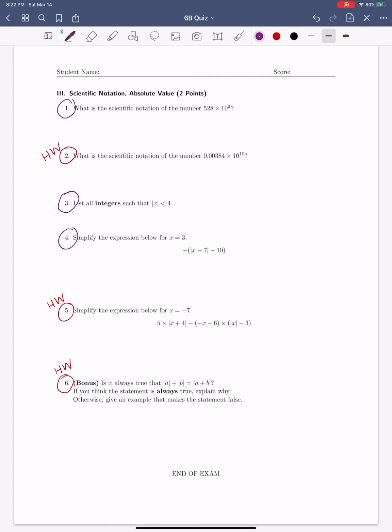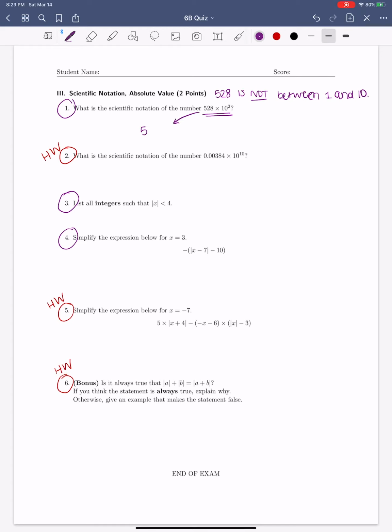Okay, the first two questions are about scientific notation. So we're given this number, and it kind of looks like it's in scientific notation, but it's not quite, because we have this 528 here, and 528 is definitely not between 1 and 10. So actually what I'm going to do first is write 528 in scientific notation.